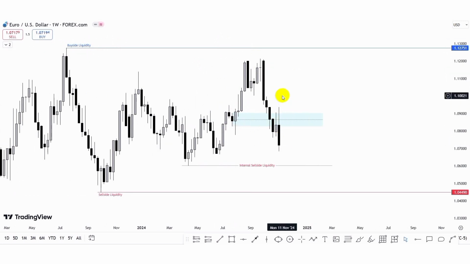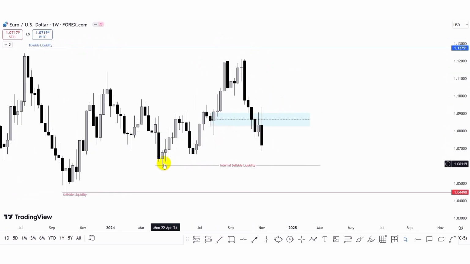Now, what we can see is that we have this internal sell side liquidity as our draw on liquidity. So we're seeing price falling to the downside since we're seeing a bullish move in the dollar index. Now, what we can see is that price took out this sponsorship zone, because this sponsorship zone actually sponsored the bullish move that took out these high points here.